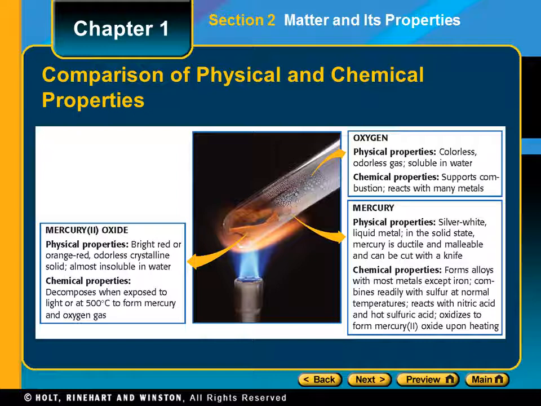Mercury is a silver white liquid. It's a liquid metal at room temperature. When it is in the solid state, it's ductile and malleable. It can be cut with a knife. It's a soft metal. But as a chemical property, it forms alloys with most metals except iron, combines with sulfur at room temperature, and reacts with nitric acid and hot sulfuric acid. So just looking at everything that's happening in that test tube, this gives you the opportunity and the exercise to try to make sure you understand physical properties, chemical properties, physical changes, and chemical changes.